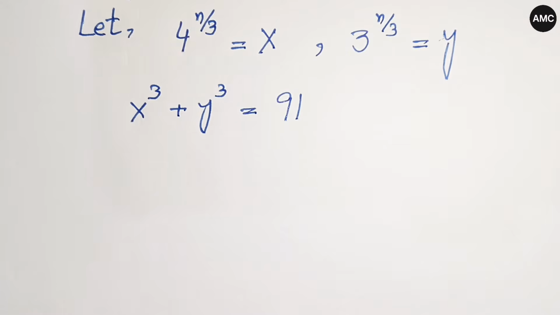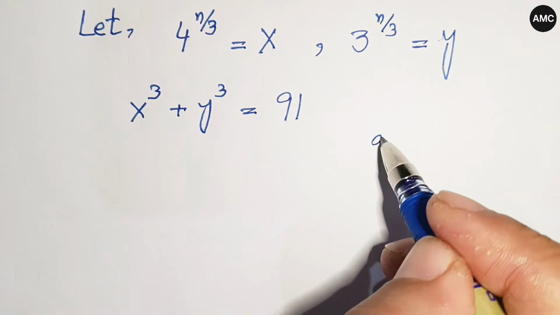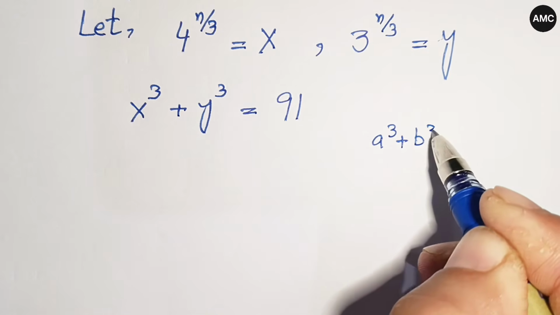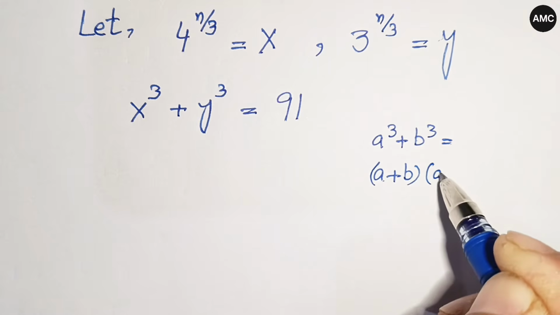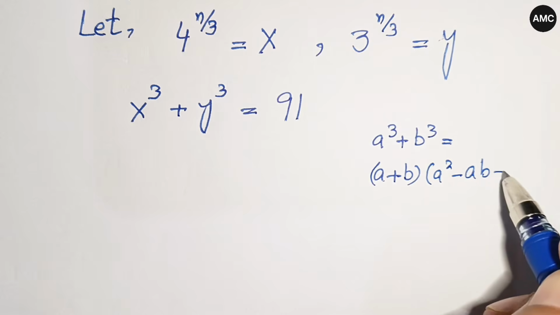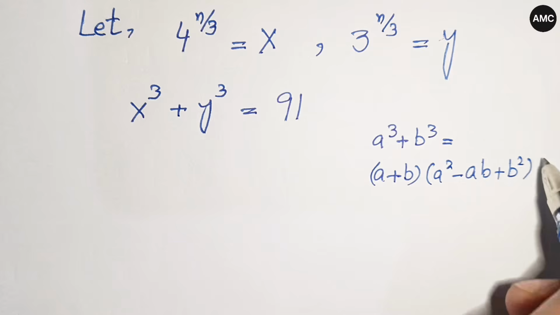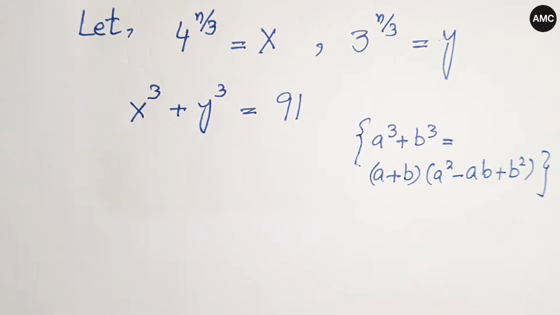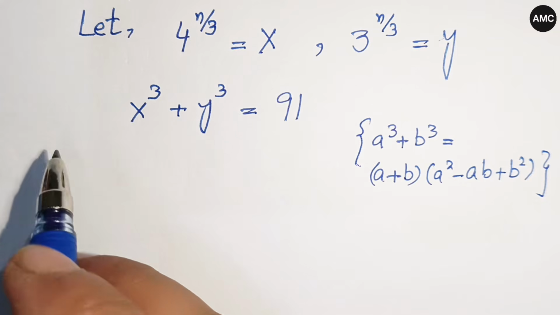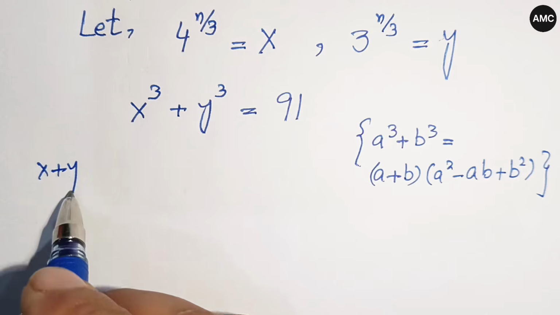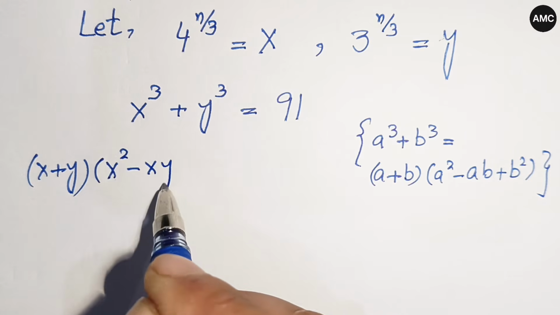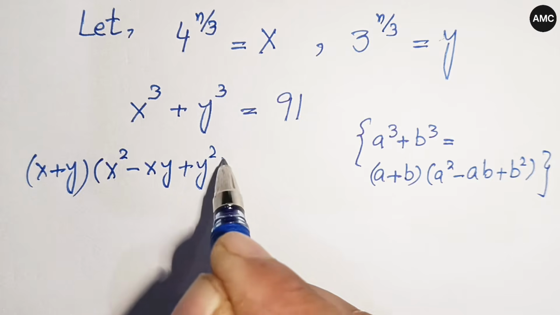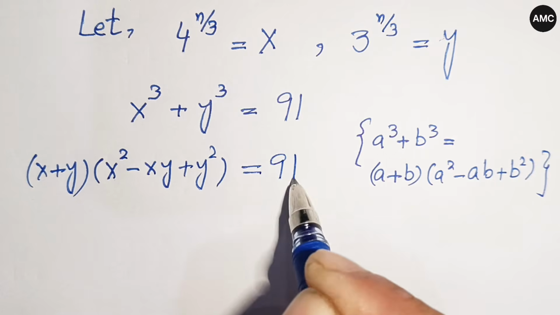Now according to the algebraic identity, if we have a cubed plus b cubed, then it is equal to (a plus b) times (a squared minus a times b plus b squared). Applying this identity here, we get (x plus y) times (x squared minus x times y plus y squared) is equal to 91.